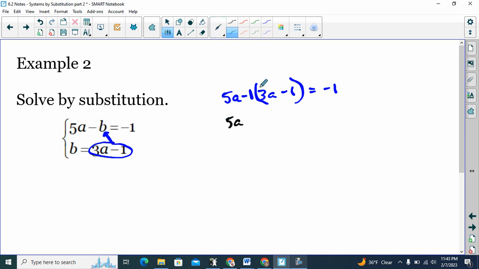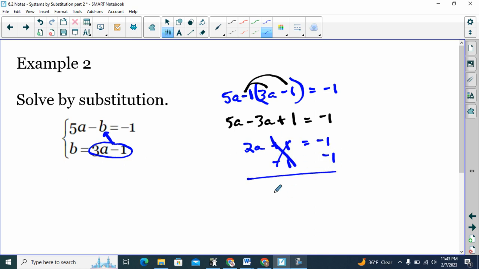So I've got my 5a, negative 1 times 3a, that's minus 3a. And negative 1 times negative 1 is positive 1. That should say, yes, minus 3a, but that's going to say plus 1. So it's always important when we substitute that we make sure we do so by plugging it in parentheses. Distribute that negative 1 and we're off. 5a minus 3a is 2a. Subtract 1 from both sides. Divide by 2.